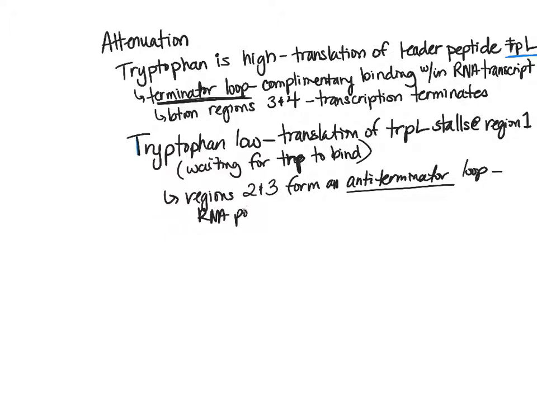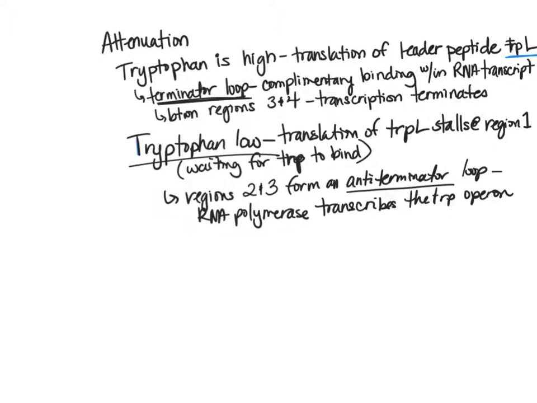So RNA polymerase transcribes the trp operon, which is exactly what we want, right? Because if our tryptophan is low, that means it's not getting it from its environment. So it's waiting for tryptophan to attach, and since it's just not there, the stalling and the formation of this anti-terminator loop is going to allow RNA polymerase to continue transcribing the trp operon, which is what we want, because then it's going to start making tryptophan.